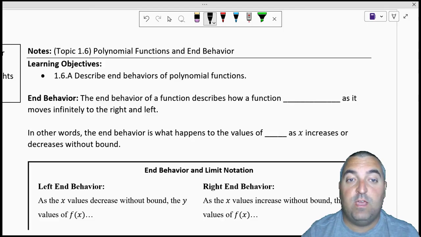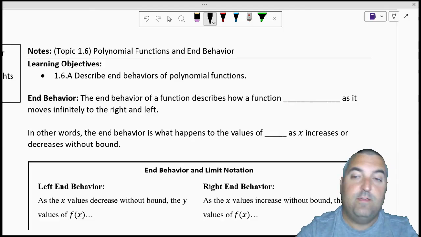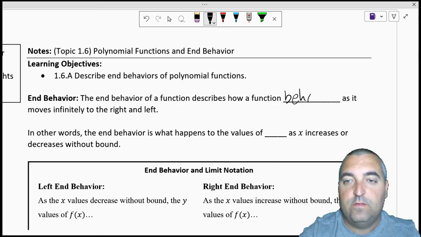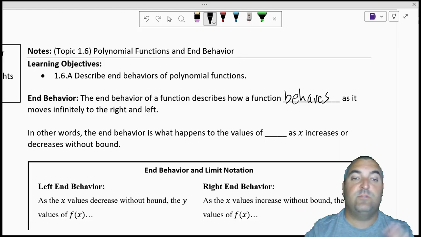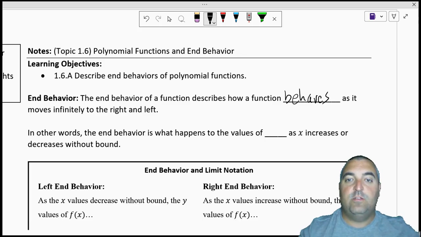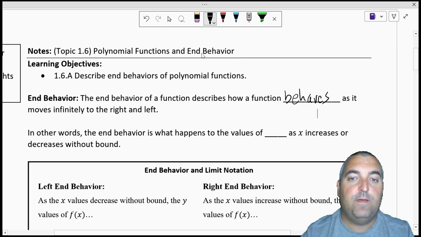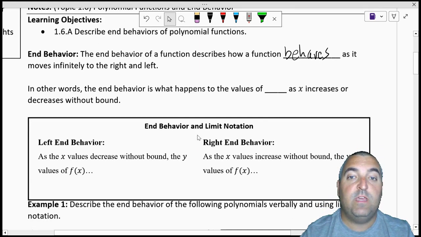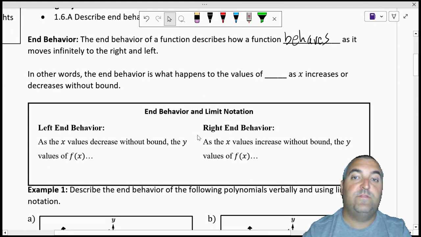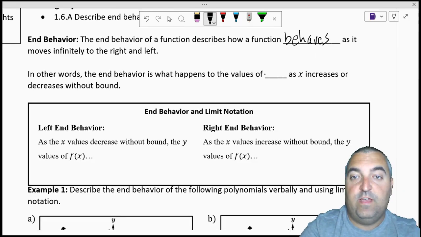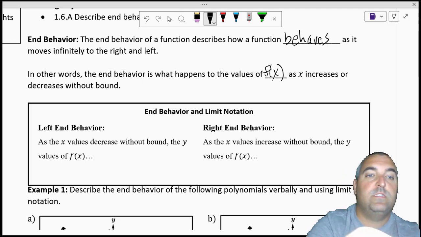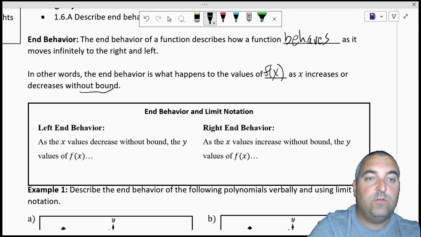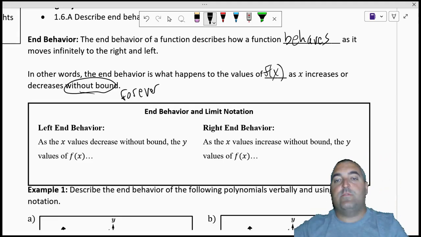End behavior, the end behavior of a function describes how a function behaves as it moves infinitely to the right and the left. So it doesn't care about the middle stuff. It's all about the ends of the graph. In other words, the end behavior is what happens to the values of f of x, or the output values, as x increases or decreases without bound, which means forever. As we get really, really big.